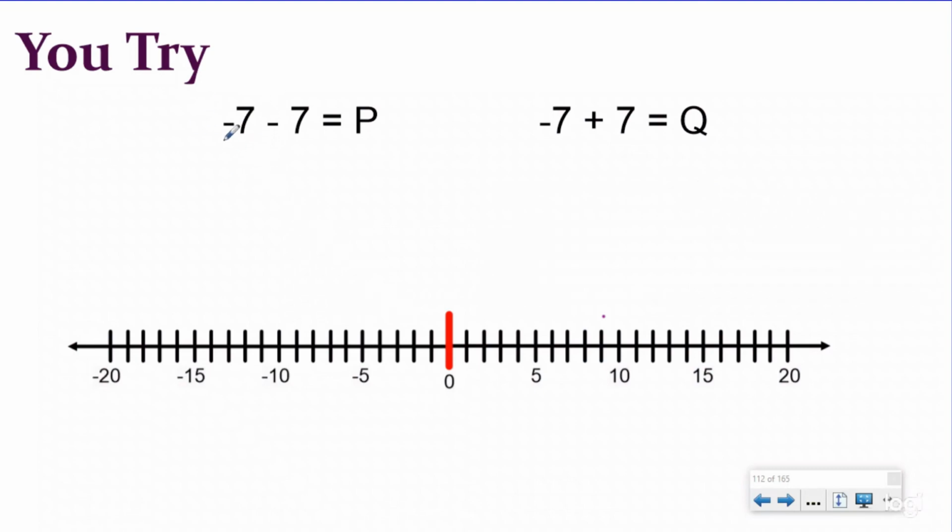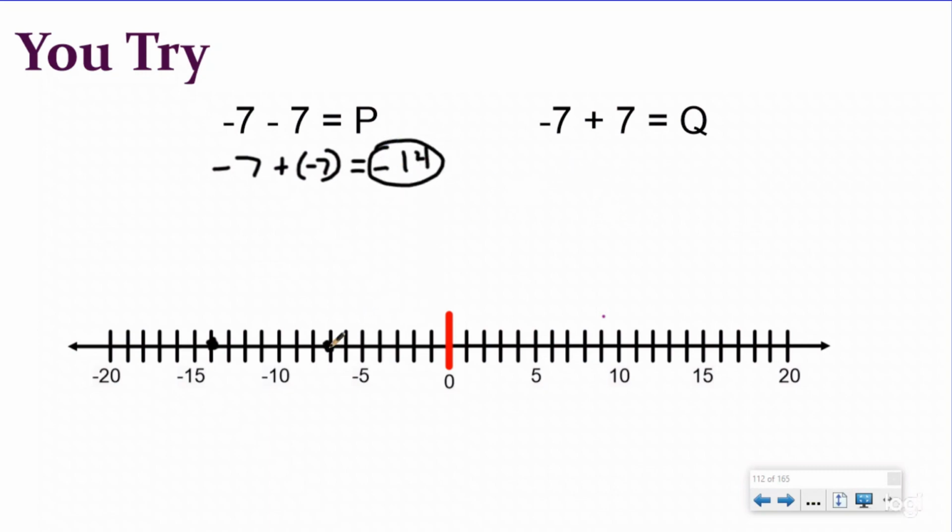So we're starting at negative 7 for our first one. Okay, so here's negative 5, 6, 7. And then I want to move to the left 7 spaces. So really, I'm going to rewrite this as adding the opposite. So I change the subtraction to addition, and then the opposite of positive 7 would be negative 7. And when you move 7 places to the left, you end up at negative 14. So P equaled negative 14.